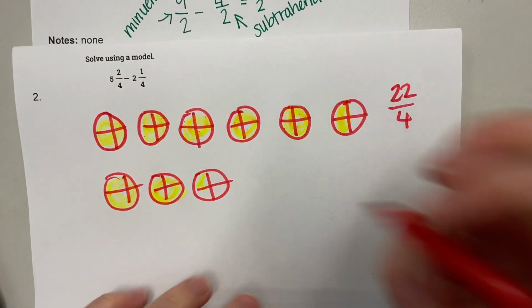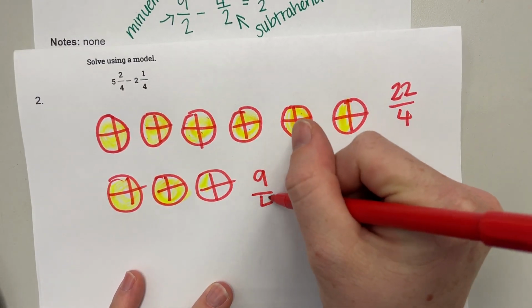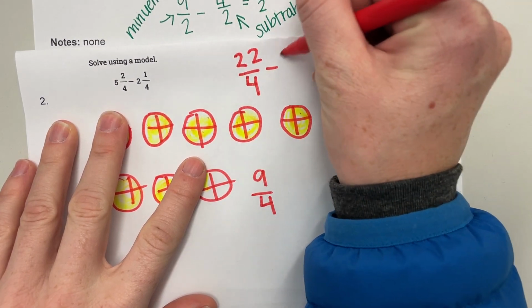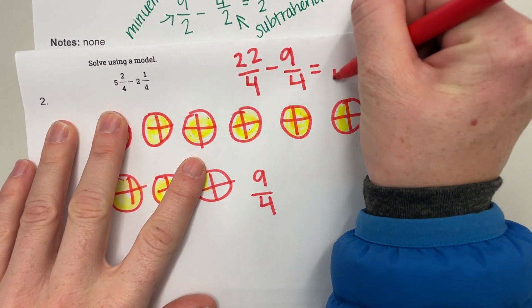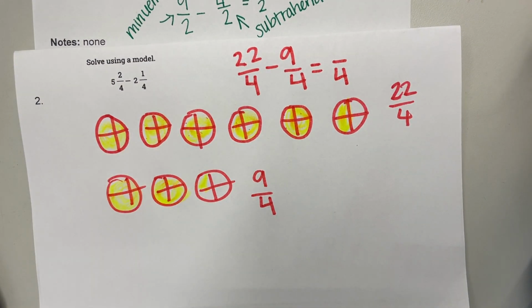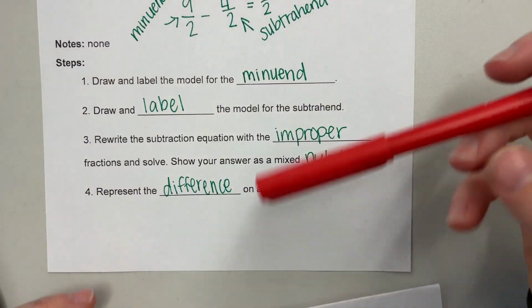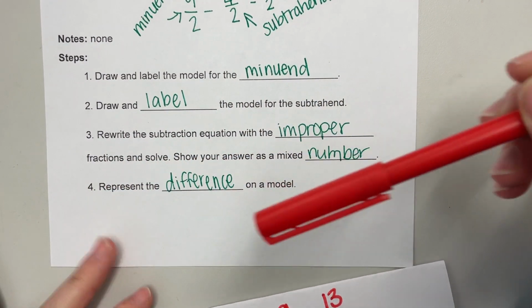4, 8, 9. So I have 9 fourths. So 22 fourths minus 9 fourths. Denominator stays the same. 22 minus 9 is 13. So we get 13 ninths. So now we're representing the difference on a model.